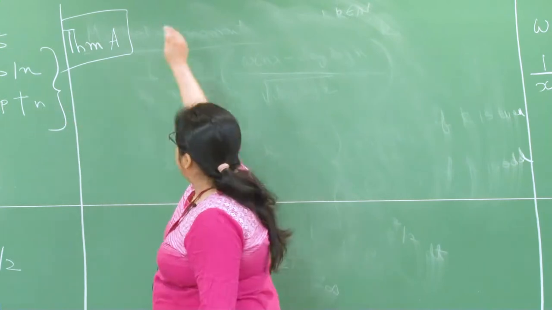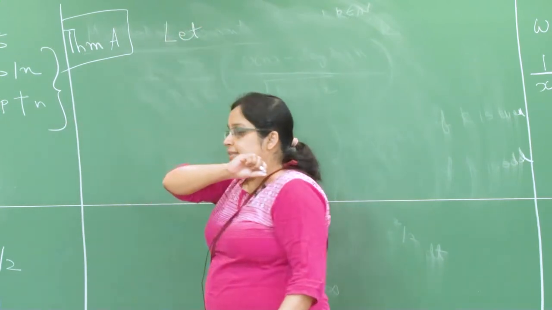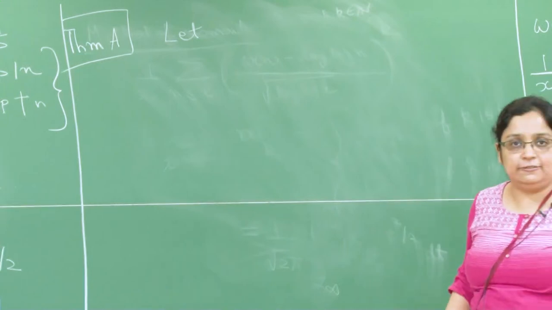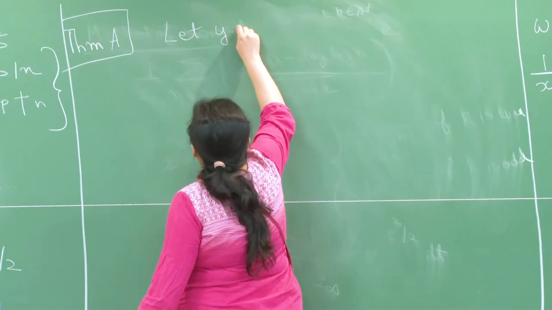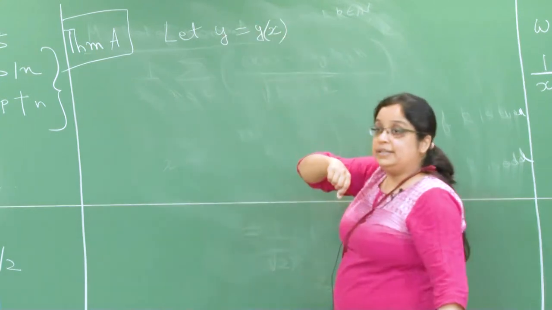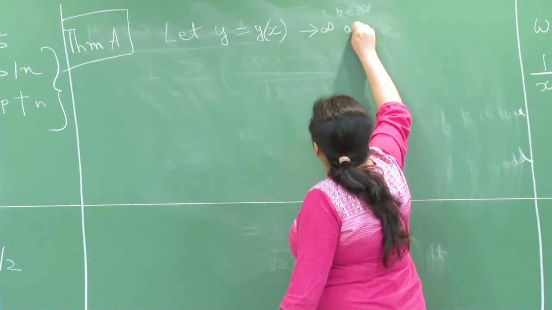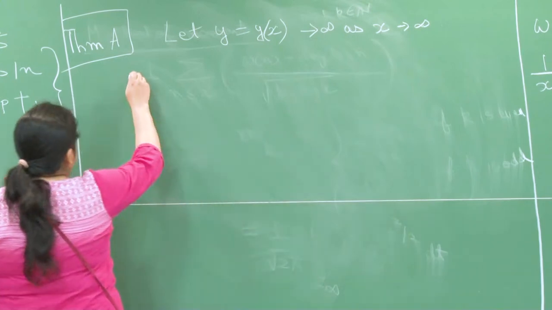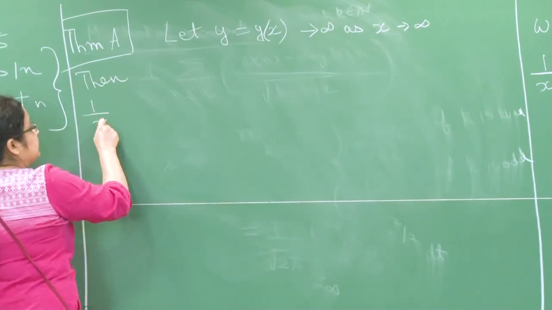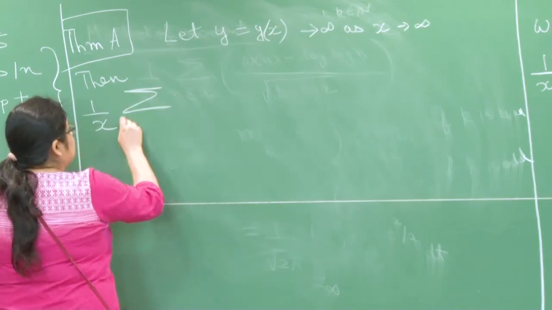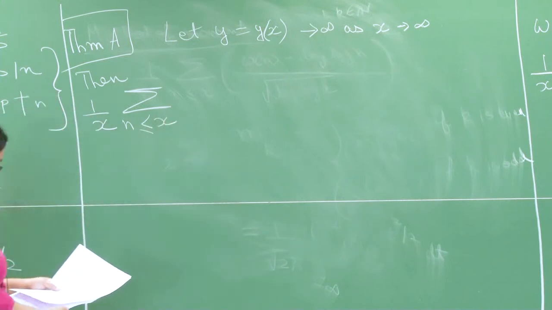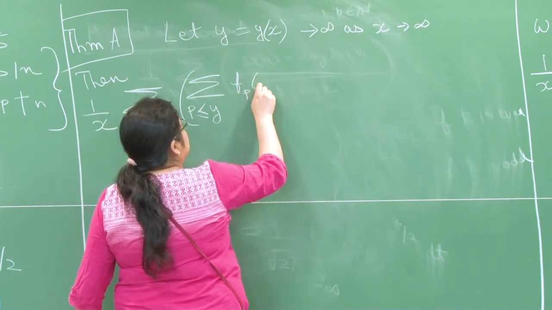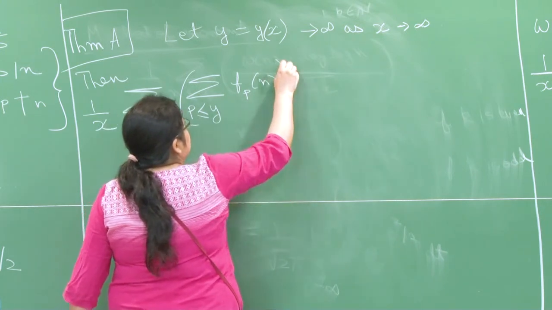Let us take an x which is going to infinity, and I take y to be a variable which is a function of x which also goes to infinity along with x. So, let us take y to be equal to something that grows with x, and it goes to infinity as x goes to infinity. Then what happens? This theorem states that 1 over x times the summation over n less than or equal to x of the summation over p less than or equal to y of f sub p of n, okay, you raise this to the k.